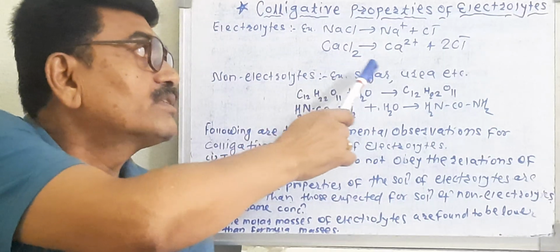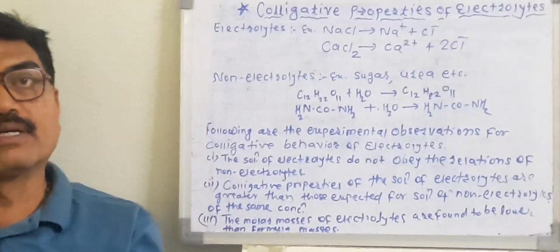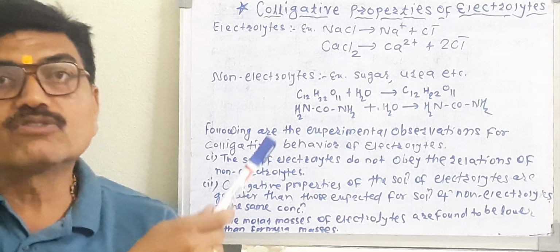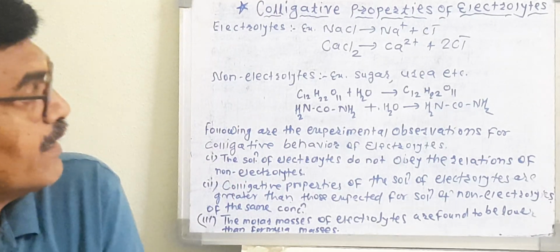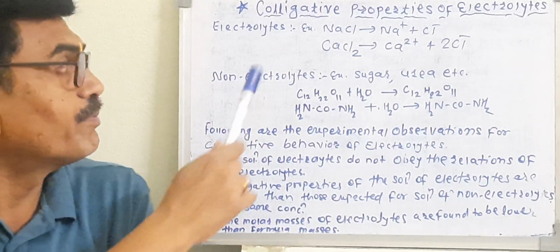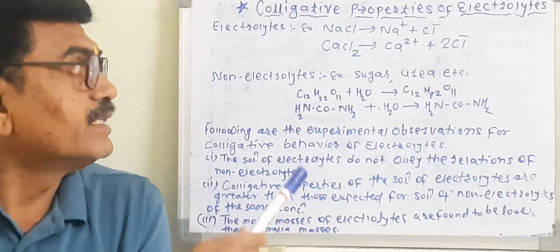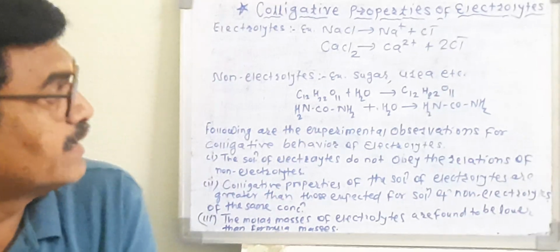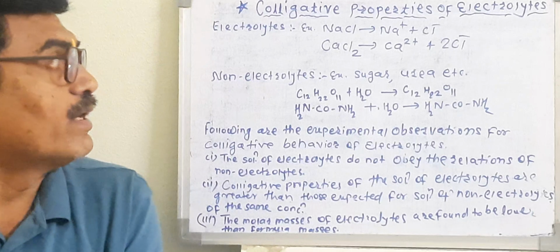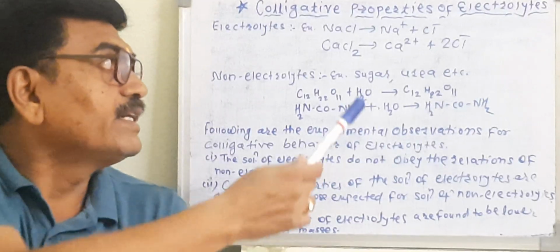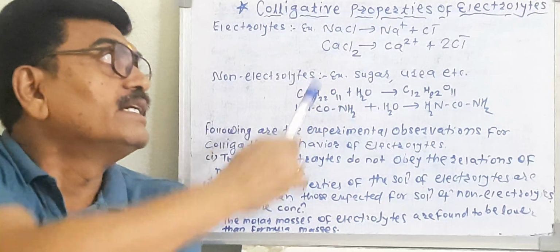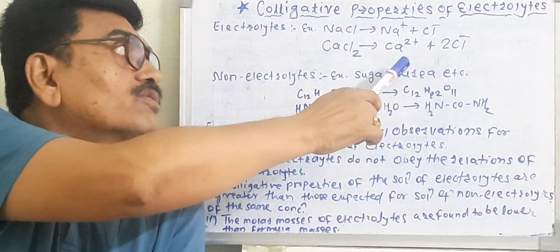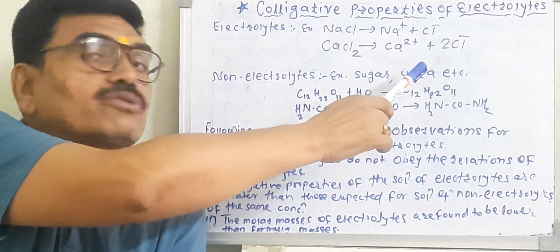So, even though the solutions have the same concentration, for example, when 0.1 molar NaCl is taken and a urea solution of the same concentration, 0.1 molar, is taken, it is observed that any colligative property for NaCl is found to be double that of the urea solution, the non-electrolyte.